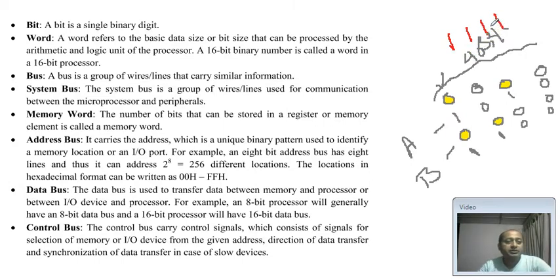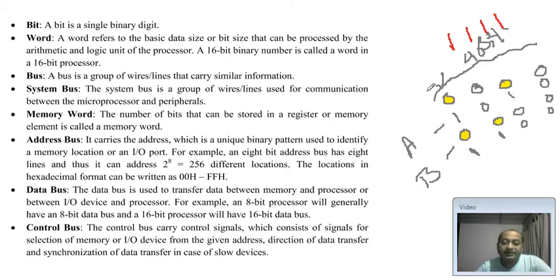Word. A word refers to the basic data size or bit size that can be processed by the arithmetic and logic unit of the processor. A 16-bit binary number is called a word in a 16-bit processor.